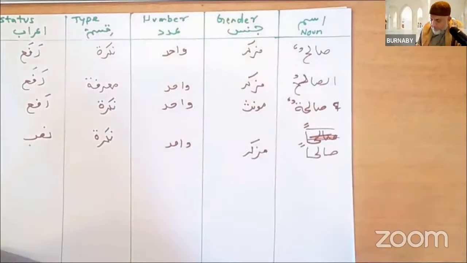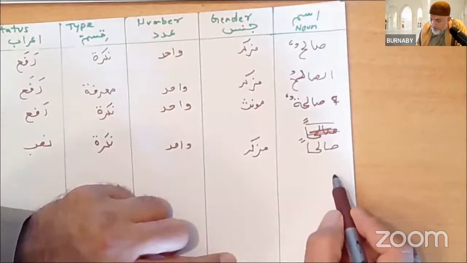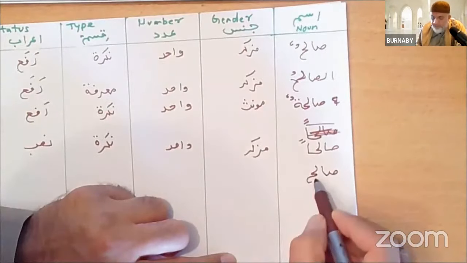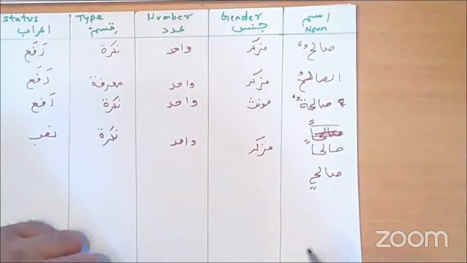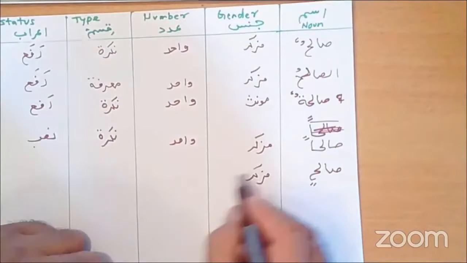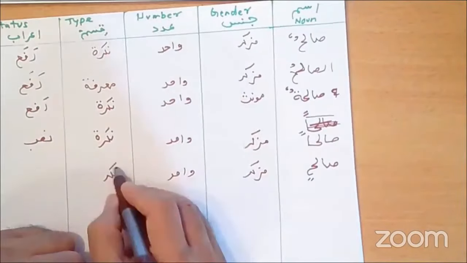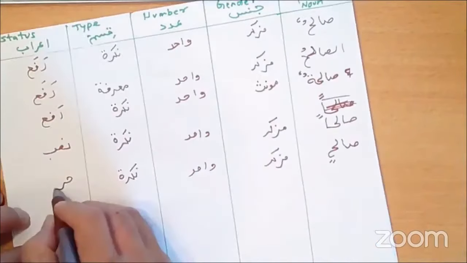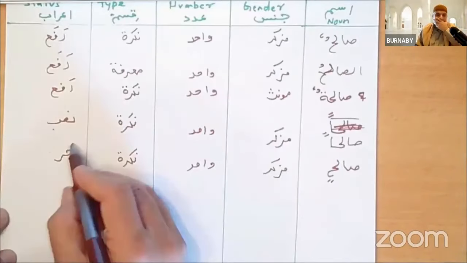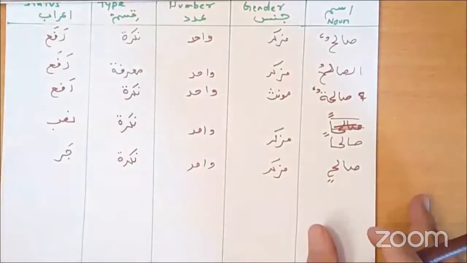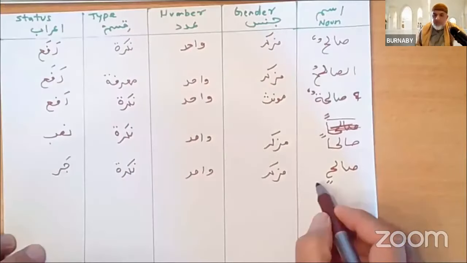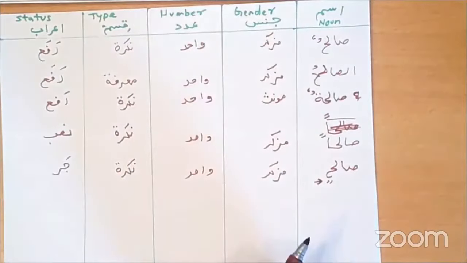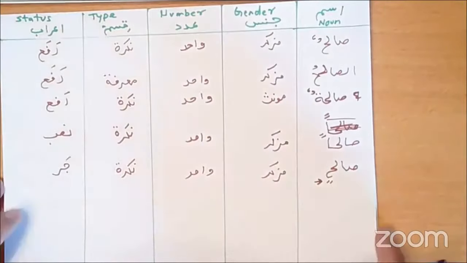If I say Salihin, what does that mean? Is it muzakkar, wahid, nakira, jar? Jar. Are you with me so far, guys? Look at the tanween here. It's jar, kasratan. Right? Okay, now let's take a look. Brother Abid.